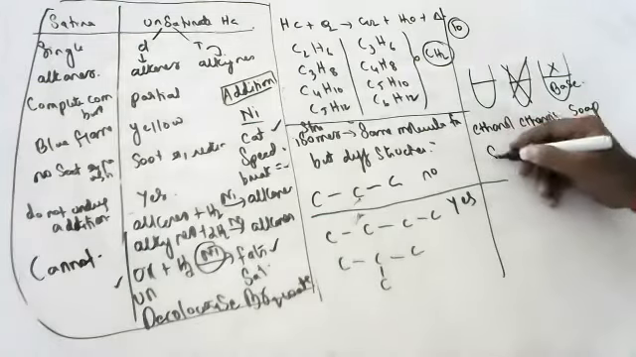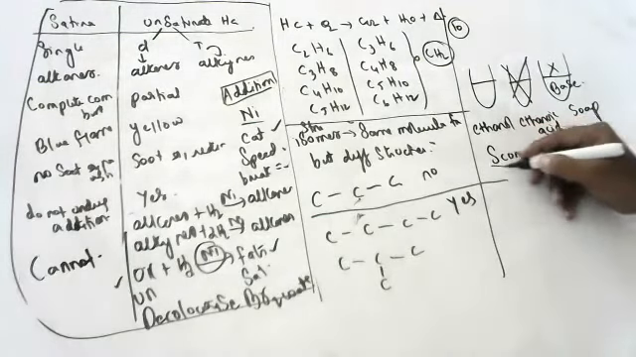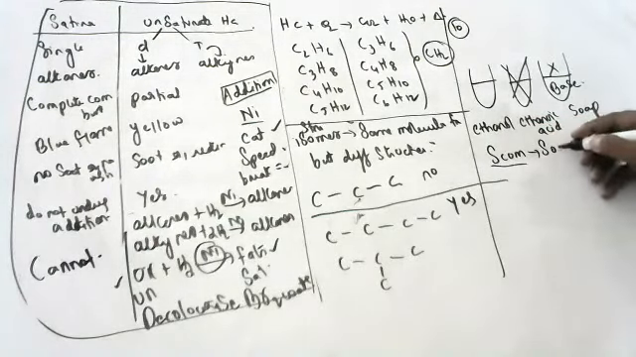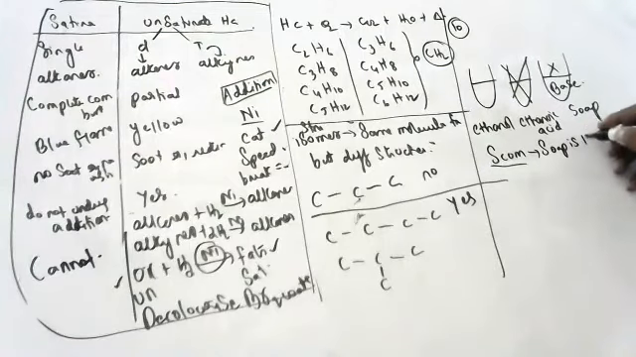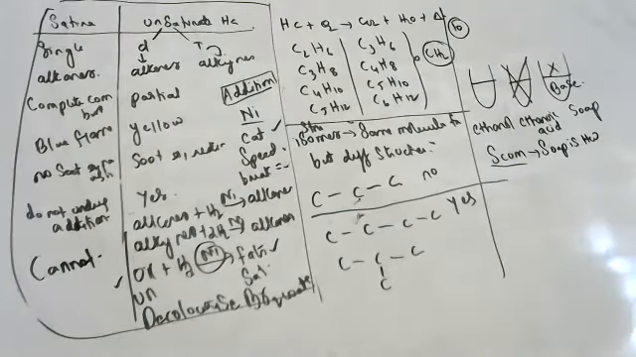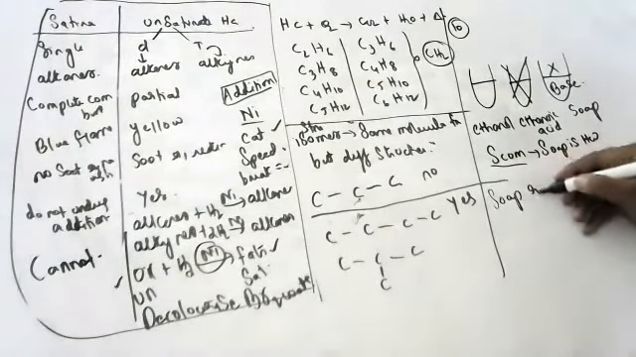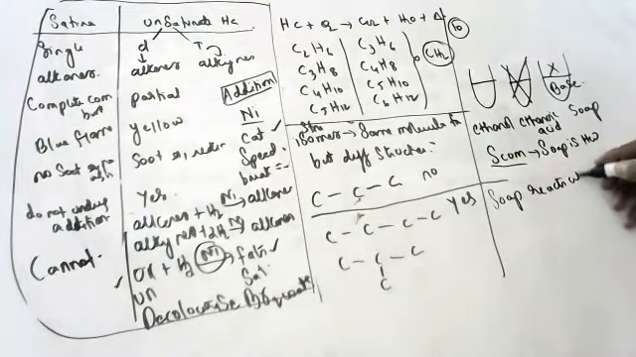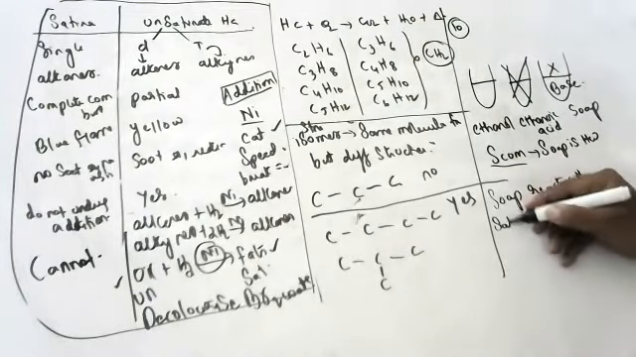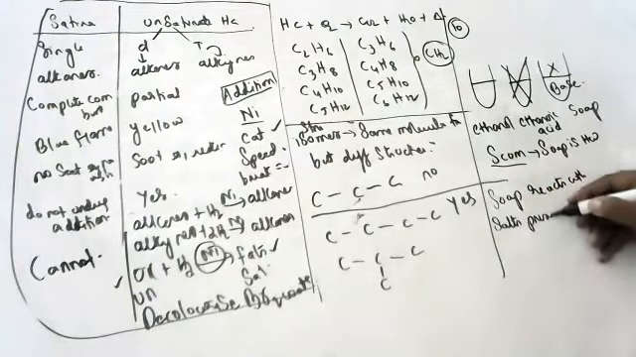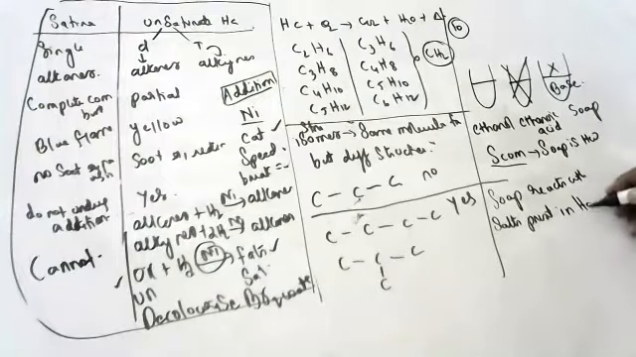And the last question: why is scum formed when soap reacts with hard water? Because soap reacts with salts present in hard water.